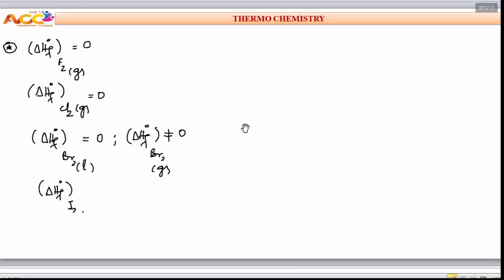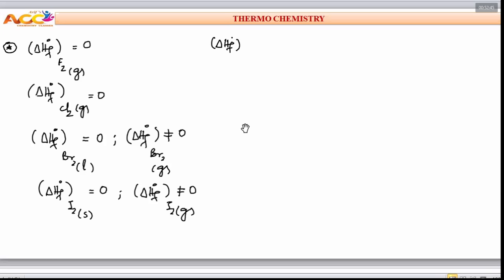of iodine. Iodine exists in nature as a solid. I cannot prepare it, sir. What I can do is supply energy. Once you supply energy, what happens? Iodine sublimates. In lower classes, the teacher told you, iodine undergoes sublimation. If it is so, this implies this is not equal to zero. I can prepare it. Is it clear? Next. Similarly, enthalpy of formation.